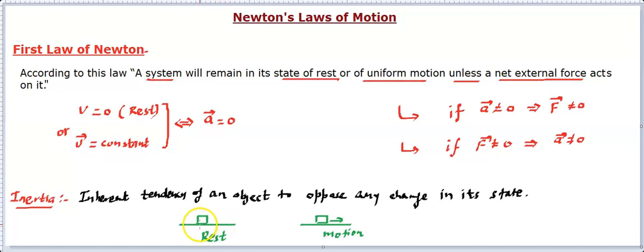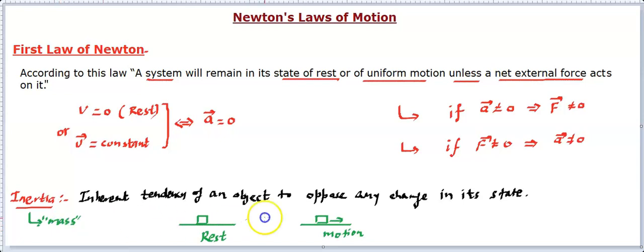So that inherent tendency, inbuilt tendency, is known as inertia, and this inertia is measured by mass. That means if an object has more mass, it will have more inertia. And if an object has less mass, then it has less inertia. So inertia is directly proportional to mass.